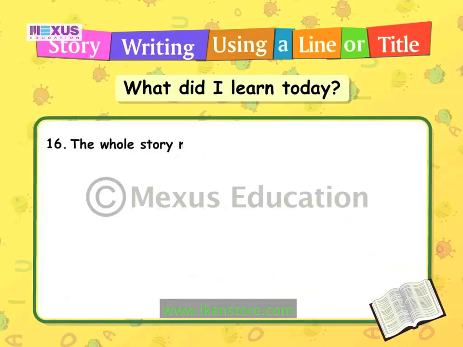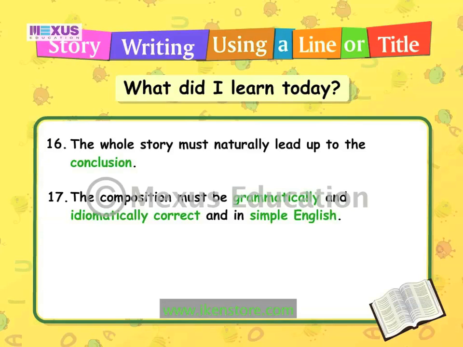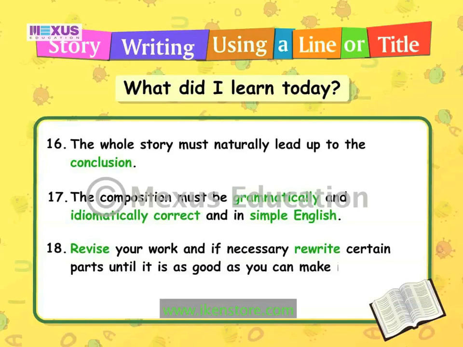The whole story must naturally lead up to the conclusion. The composition must be grammatically and idiomatically correct and in simple English. Revise your work and, if necessary, rewrite certain parts until it is as good as you can make it.